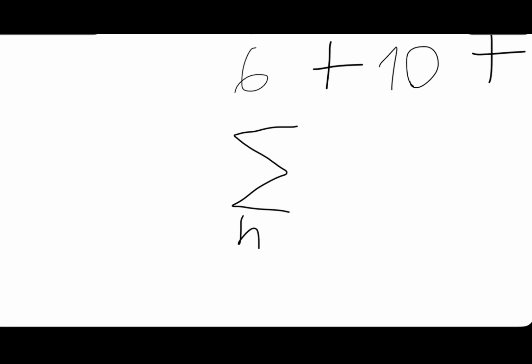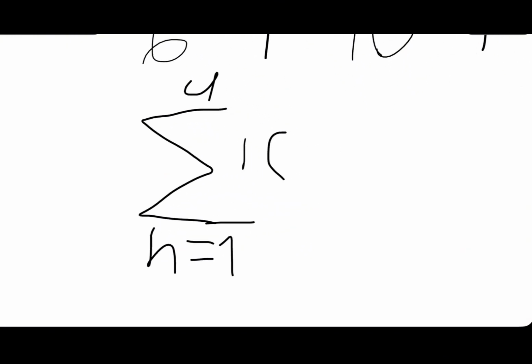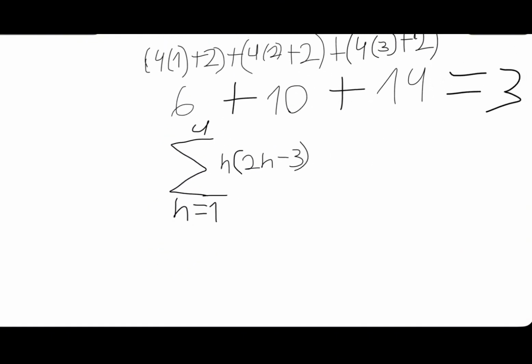Let's do sigma, n equals 1, up to 4, of n times 2n minus 3. You can pause the video to do this, or just write it down on a paper if you have a paper. You don't have to do all that.